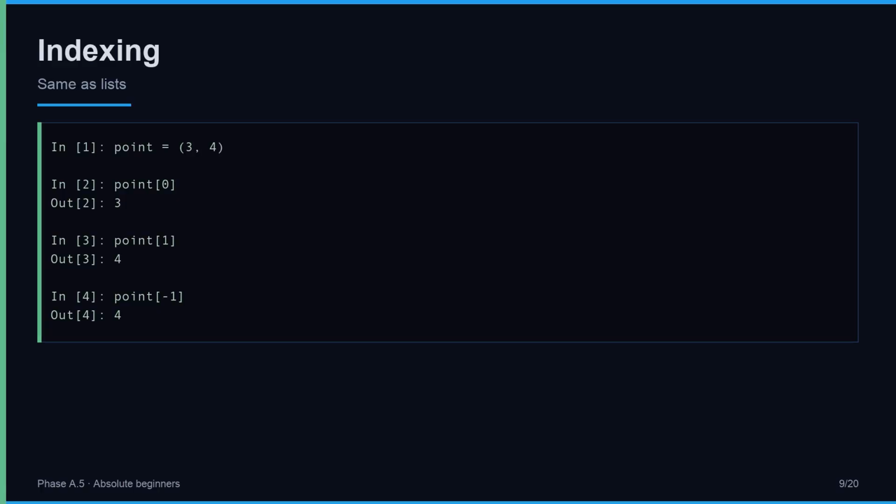Indexing works exactly like a list. point = (3, 4). point[0] returns 3, the first item. point[1] returns 4, the second item. point[-1] returns 4, the last item, counting from the end. Positions start at 0, just like lists. Reading by position is a read-only operation, so it is perfectly fine on a tuple. You are not changing anything. You are just looking. Positions from 0.